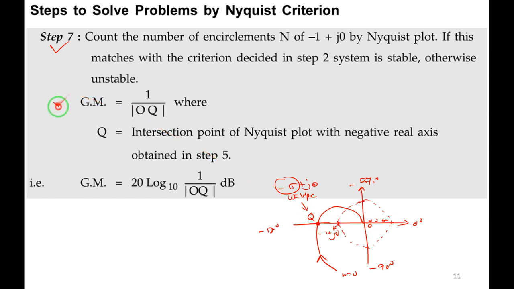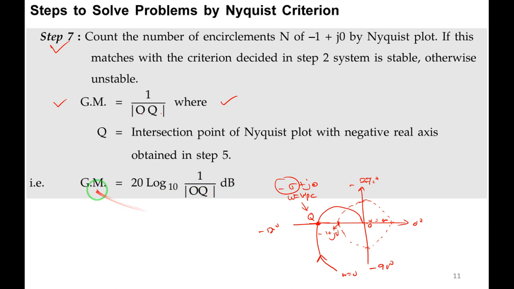So how to calculate gain margin? Gain margin is equal to 1 by the magnitude of length O to Q, meaning this distance from O to Q. So this is the gain margin. But if I want it in decibels, take 20 log of this quantity. 20 log of 1 by the magnitude will give it in decibels.